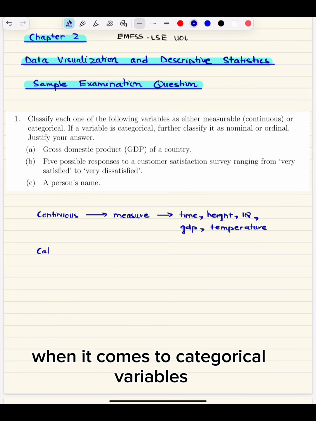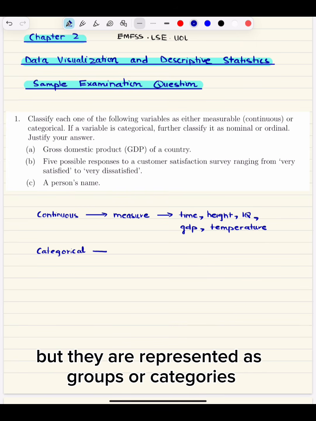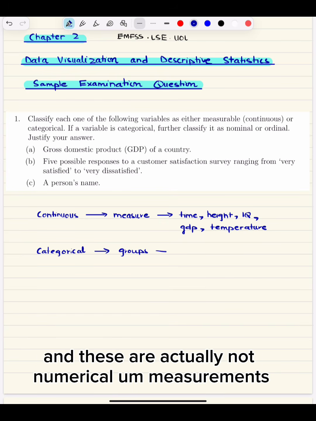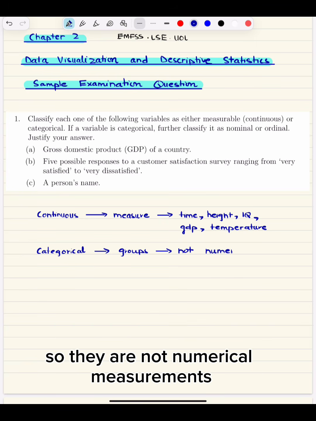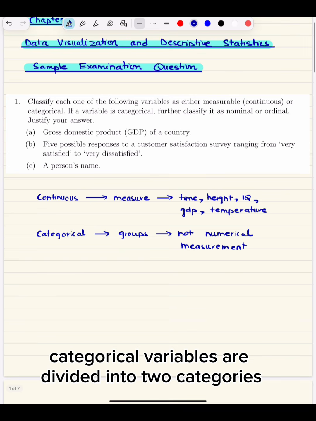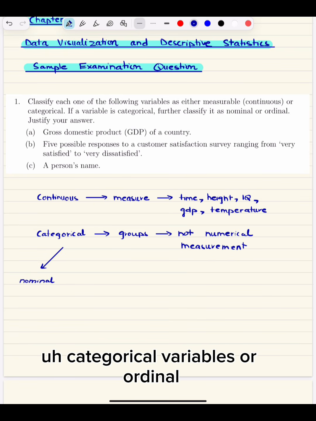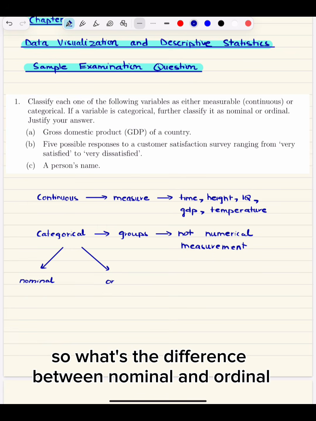When it comes to categorical variables, these cannot be measured, but they are represented as groups or categories. And these are not numerical measurements. Okay. And therefore, categorical variables are divided into two categories. We have either nominal categorical variables or ordinal. So what's the difference between nominal and ordinal?